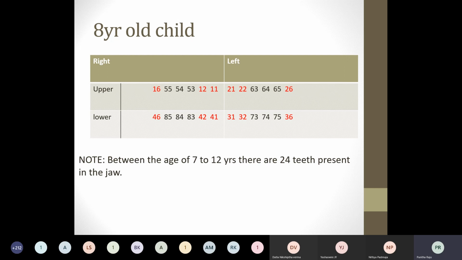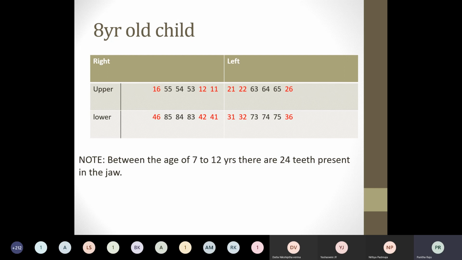So this I have told you for the right upper. On the left upper, it will be the same, only the numbers will change. It is 2 1, 2 2, and 6 3, 6 4, 6 5, and 2 6. You're supposed to write the same for any age. Even if we give you a 10-year-old child, you should write the same dental charting, only the numbers will change.